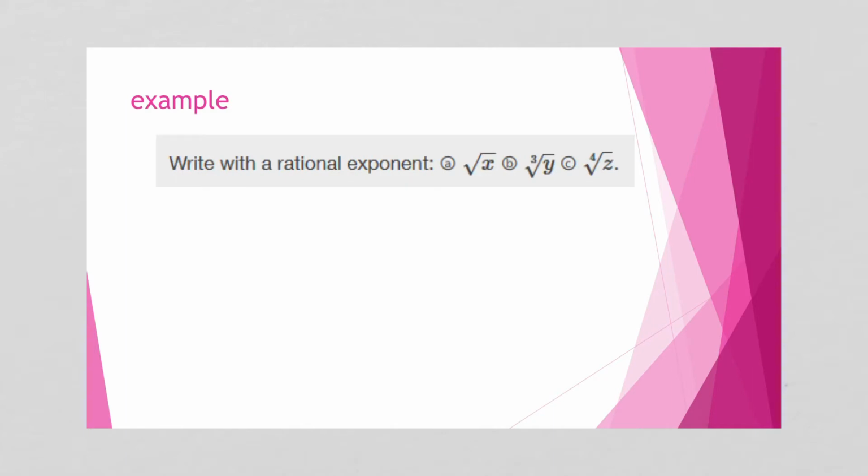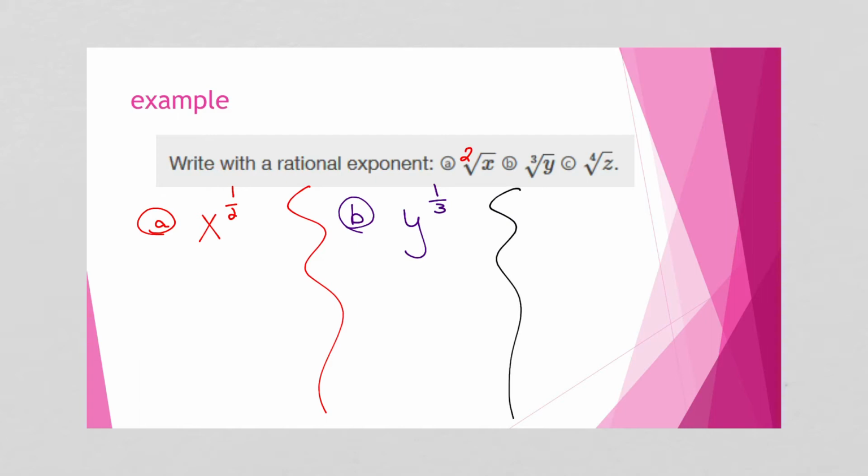Now let's practice going the other way. Remember, this is a 2 up here, so on part A, that would be x to the 1/2 power. On part B, it's got a 3 in the index, so this would be y to the 1/3 power. And then let's look at C. This would be z to the 1/4 power.